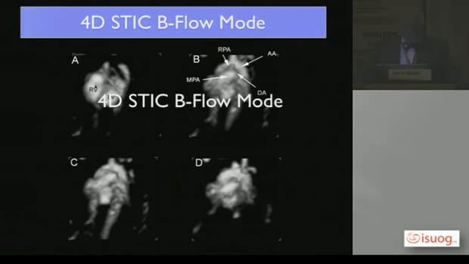Here we see the next image shows you the various parts. Here we have the right and left ventricles. Here we have the main pulmonary artery, the right pulmonary artery going underneath the aorta, the ductus arteriosus, and this is during systole and diastole. It's a very elegant way of looking at the fetal heart.